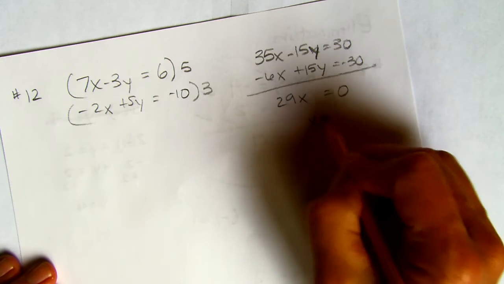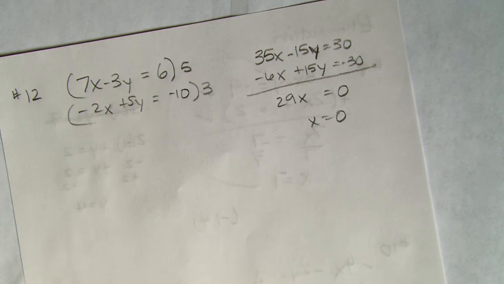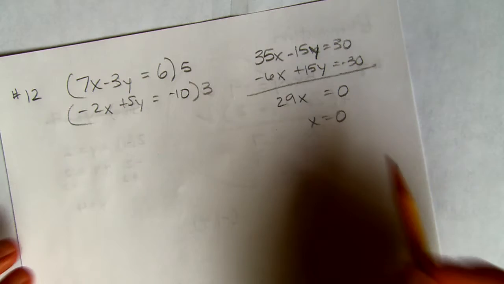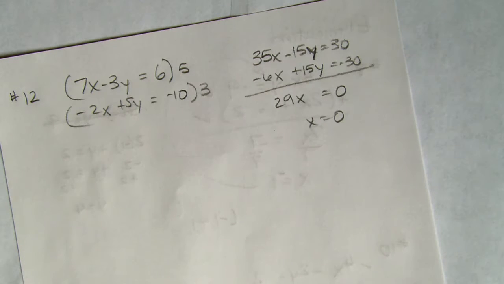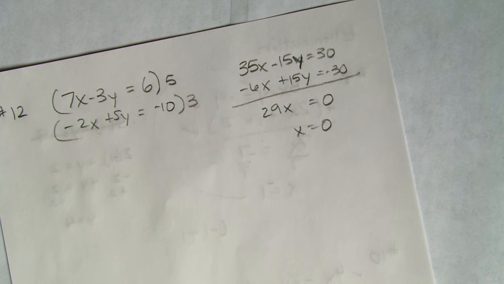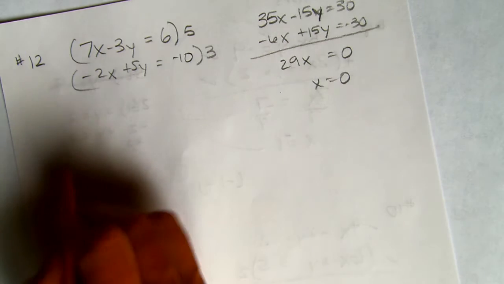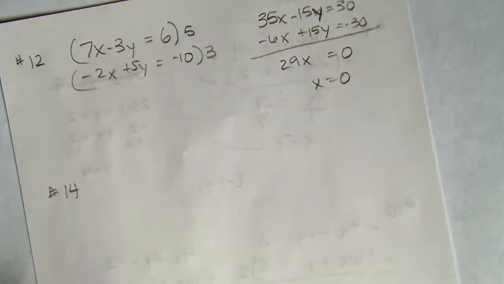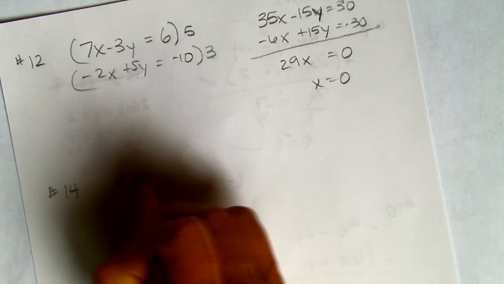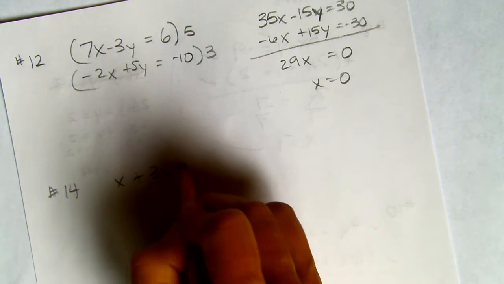29x equals 0. So x must be 0. And then go back in and find y. That's the elimination method. Then they ask you to do a couple. Here I'm going to do one of these because you get a change in sign. So number 14, they say choose any method you want.